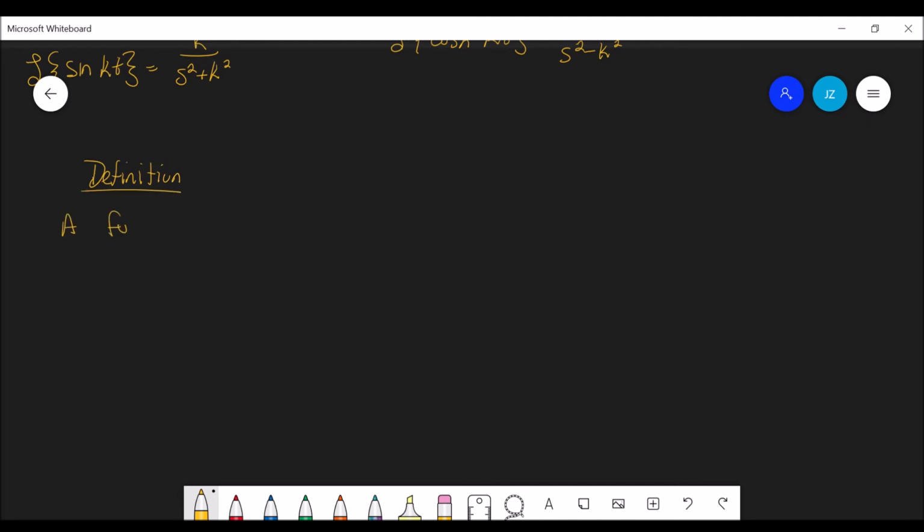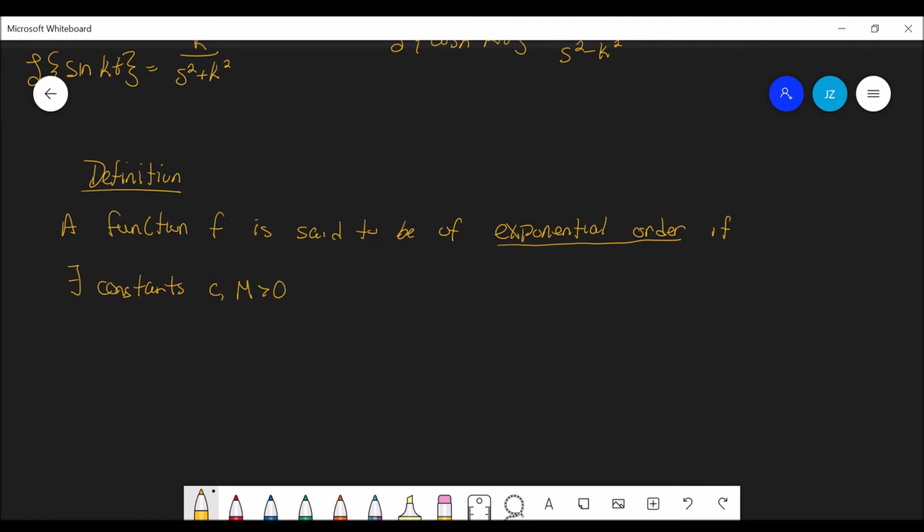So a function f is said to be of exponential order if there exist constants c, M which is greater than 0, and T which is greater than 0, such that the absolute value of f of t is less than or equal to big M e to the ct for all little t greater than big T.